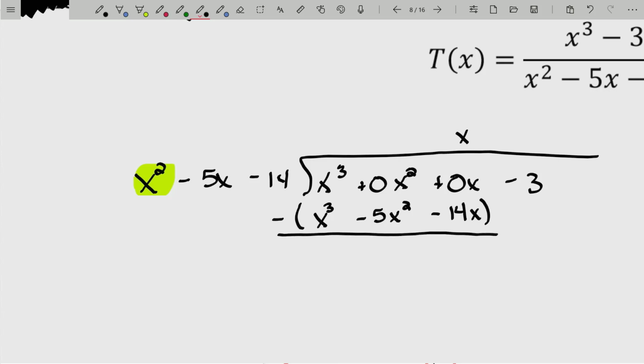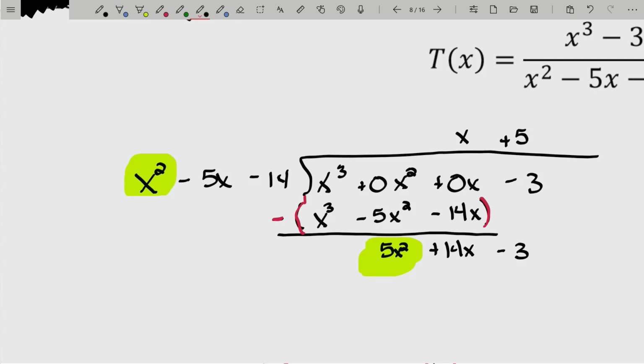Remember your arithmetic, you subtract that entire statement. In fact, I should have written that maybe in red to say you're subtracting that entire statement. x cubed minus x cubed, that's gone by design. 0x squared minus a negative 5x squared is a positive 5x squared. 0x minus a negative 14x is a positive 14x, and I'll bring down the negative 3. And I'll ask, how many times does that x squared, that's highlighted there, go into 5x squared? Well, that'd be 5 times.